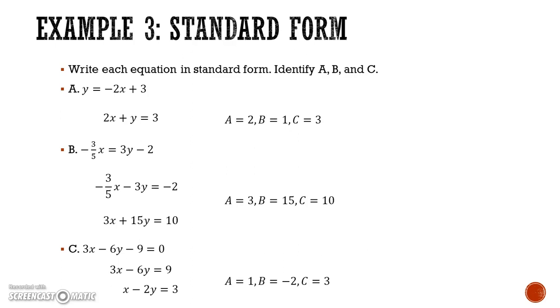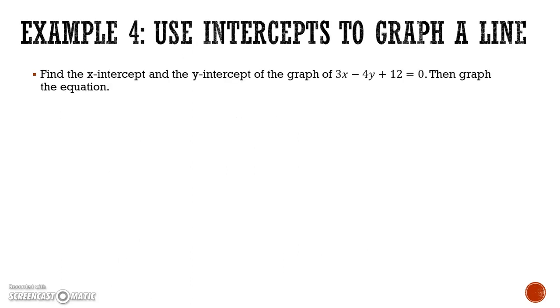Okay, so that was standard form. Example 4, our last example, we're going to use the intercepts to graph a line. Find the x-intercept and the y-intercept of the graph 3x minus 4y plus 12 equals 0. Then we're going to graph the equation.